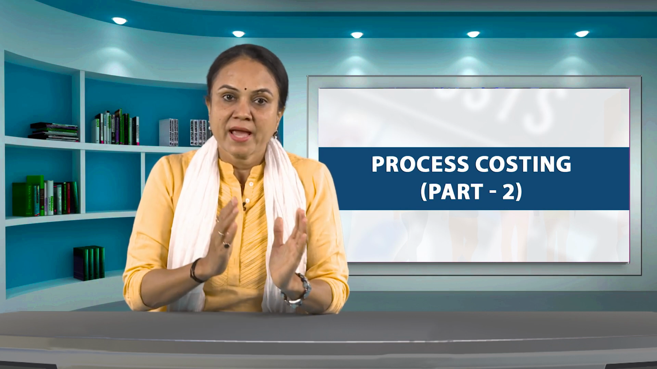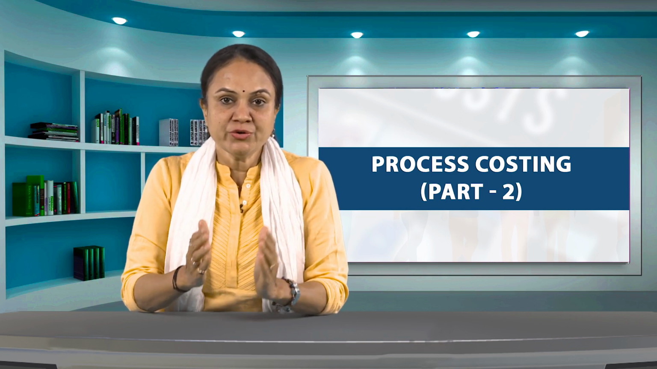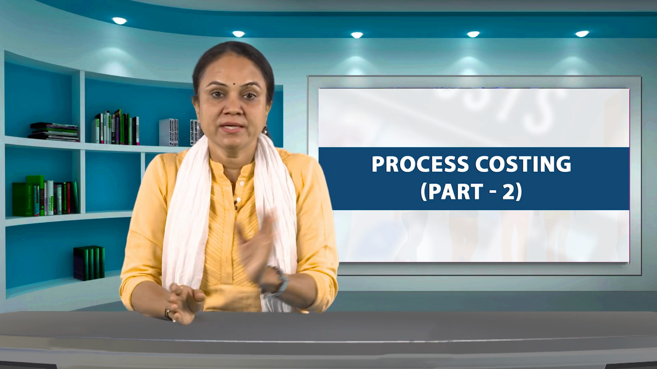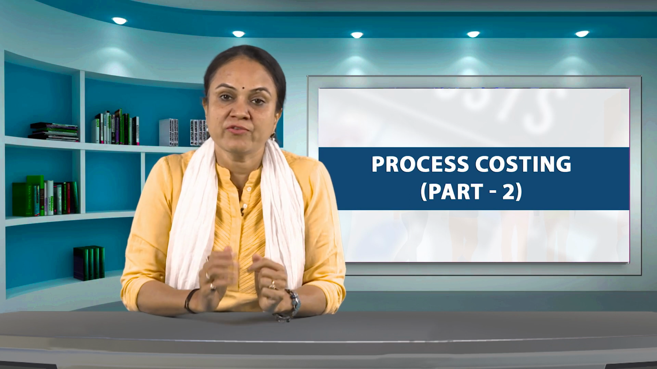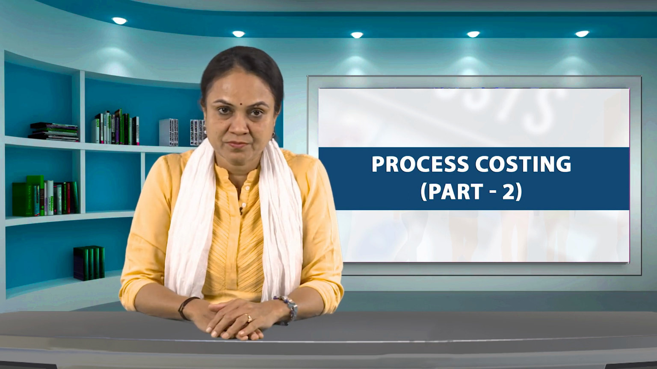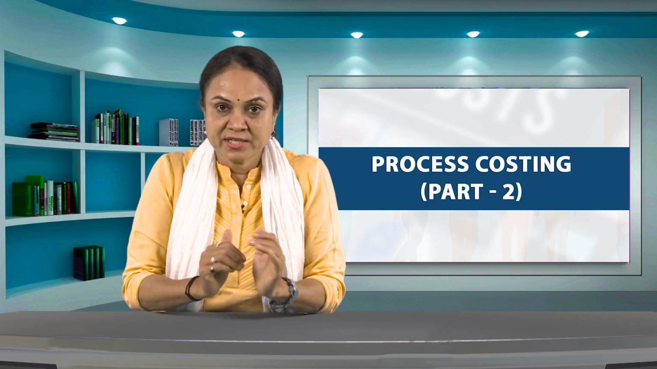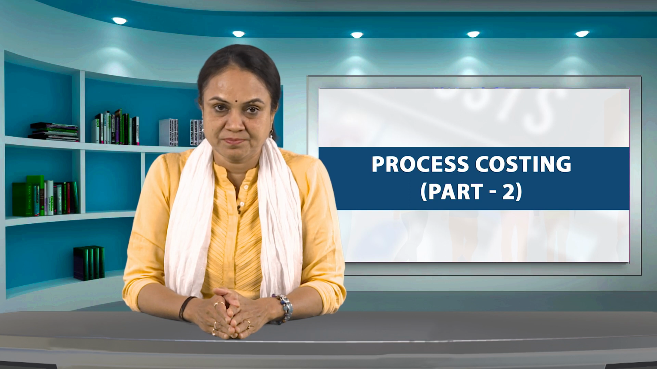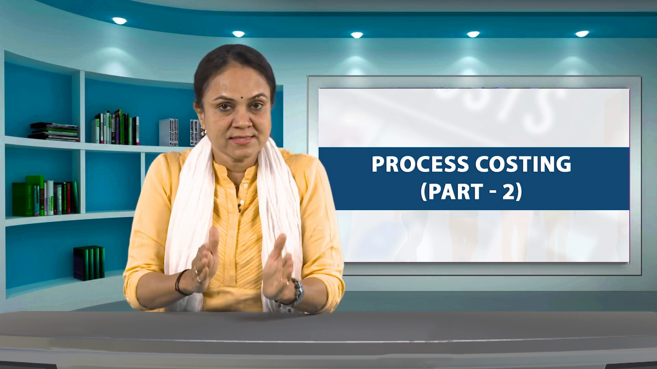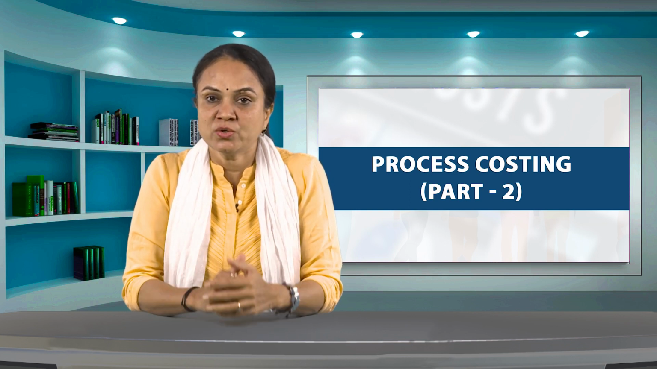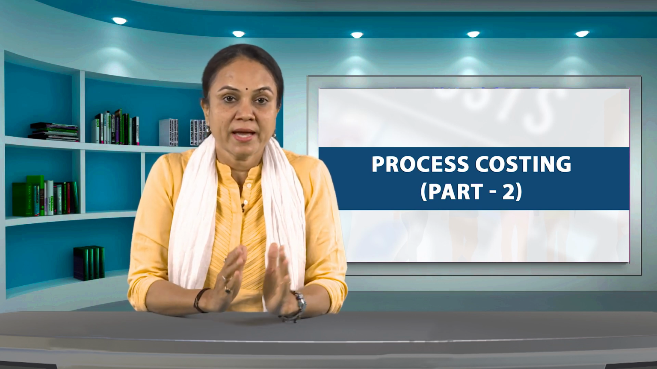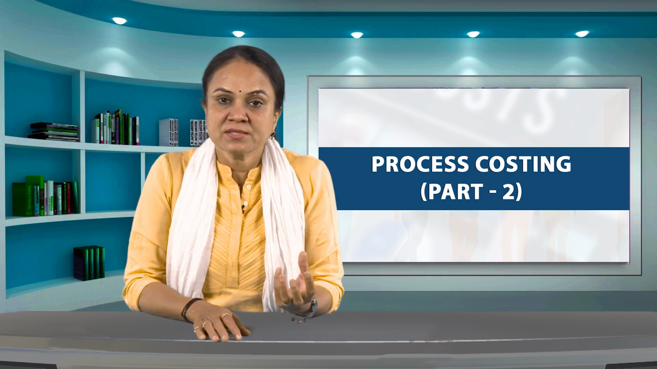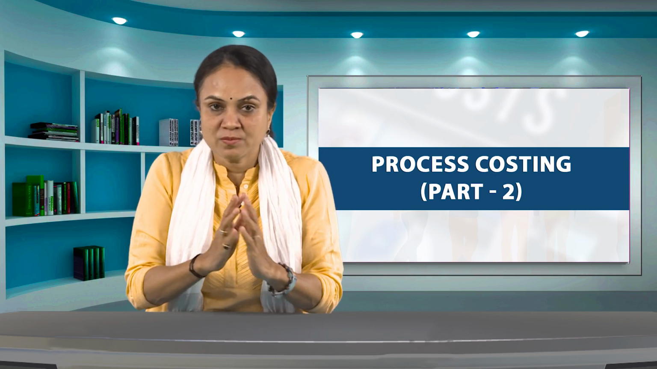Illustration 1. X Company Limited had introduced 10,000 units at rupees 8 per unit in a process during the month of April 2024. Wages were rupees 40,000 and overhead expenses were rupees 17,000. The normal loss is 10% of the units introduced and is sold at rupees 2 per unit. Determine total cost and per unit cost of the process.